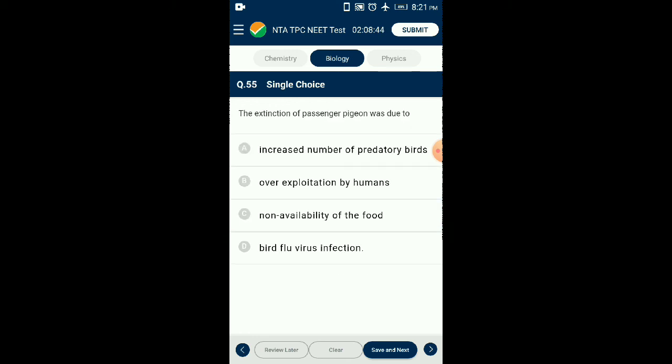Question number 55. The extinction of the passenger pigeon was due to. For food and shelter dependence, nature has always been there for humans. Over-exploitation of natural resources occurs when need turns into greed. Beyond the degree of their renewability, the biological system should not be exploited. So the answer for this question is option B, due to over-exploitation by humans.